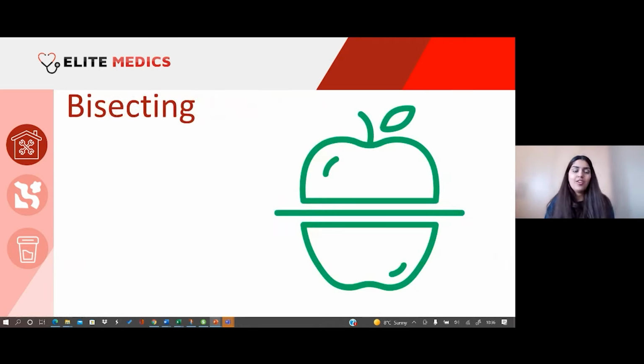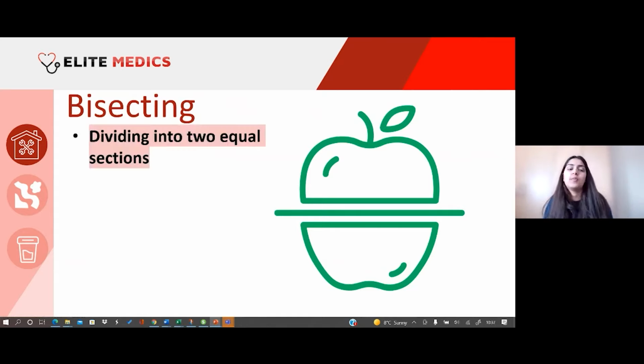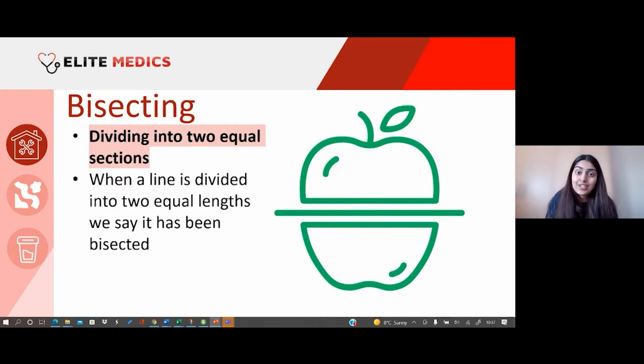So moving on, what does bisecting actually mean? Bisecting is a word that means that I divide something into two equal sections. So you can see here our apple is divided into two equal sections. When we divide a line into two equal lengths, we say that it's been bisected. So if I have something like this, probably straighter than this, and I draw a line like that, and I say this line is equal to this line, I say that this over here is a bisector. It's bisecting my line into two equal parts.